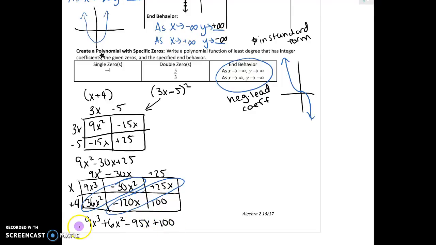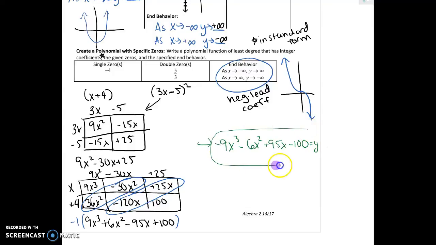All right, but if you look, right, this method right now, I have a positive leading coefficient of 9. I need a negative leading coefficient. So what I'm going to do in order to fix that is multiply this polynomial by -1. So my final result, which I'm going to go ahead and write in green, is negative 9x to the third minus 6x squared plus 95x minus 100. All right, and that equals y. Sure. I'm not going to take off if you guys don't put equals y.